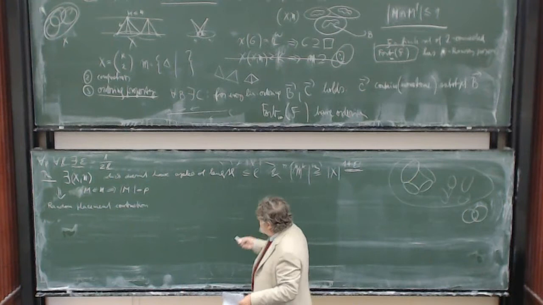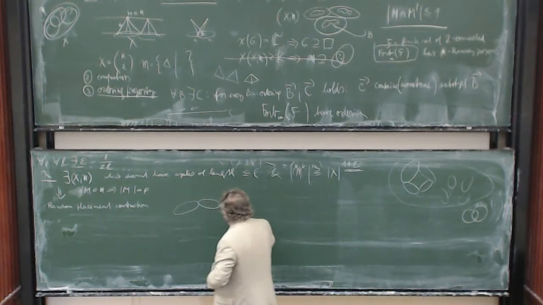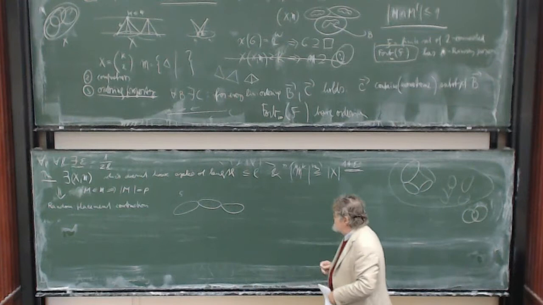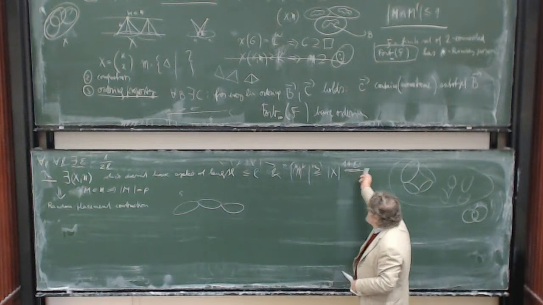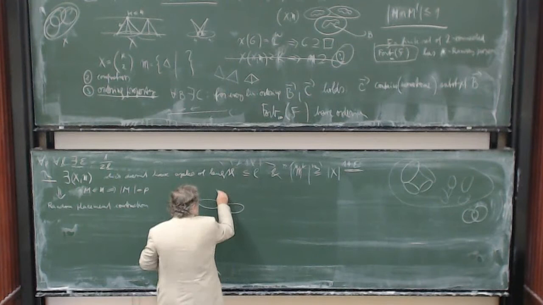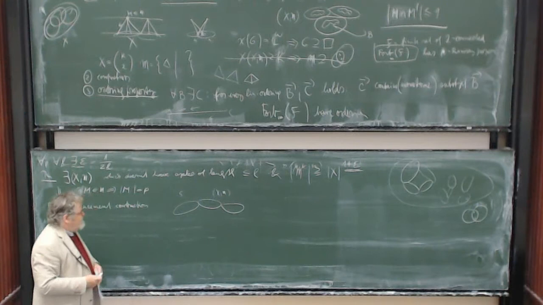Now, for example, take a system of five tuples, which has this property, that it is n to the... And what I'm saying, what is the random placement? So this is some fixed M, XM. It doesn't have a short cycle. Now, this has always 5 points.